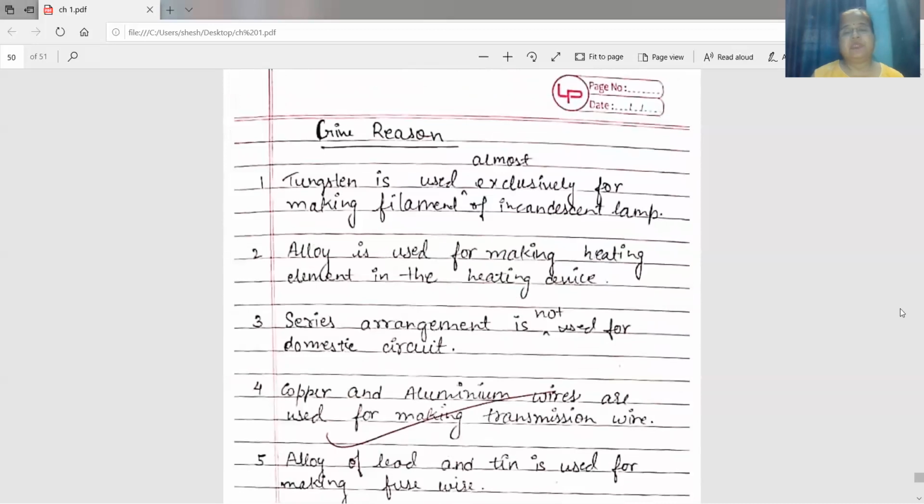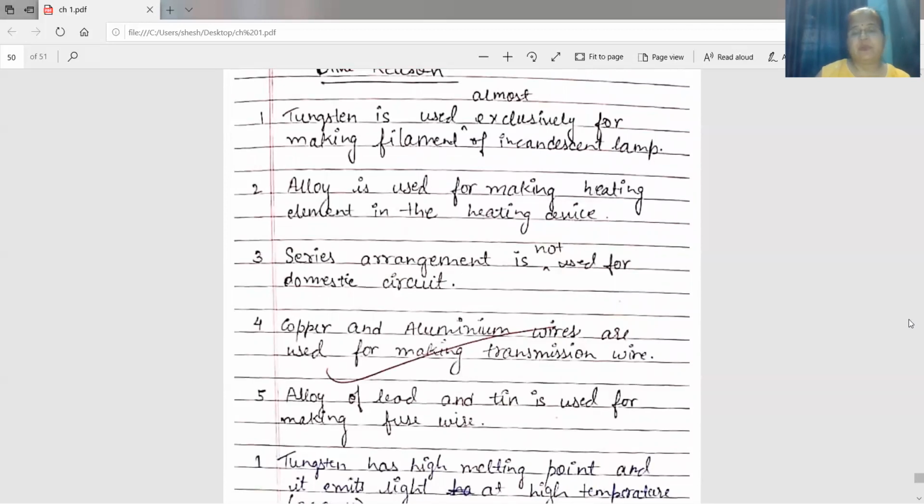Now, a number of reasoning questions are given. I have already discussed it before. Now, let us have a look, a revision of that. Tungsten is used almost exclusively for making filament of incandescent lamp. Second one, alloy is used for making heating element in the heating device. Then third one, series arrangement is not used for the domestic circuit. Fourth one, copper and aluminum wire are used for making transmission wire. And the fifth one, alloy of lead and tin is used for making fuse wire. These questions will be asked in 2 marks or 3 marks question.